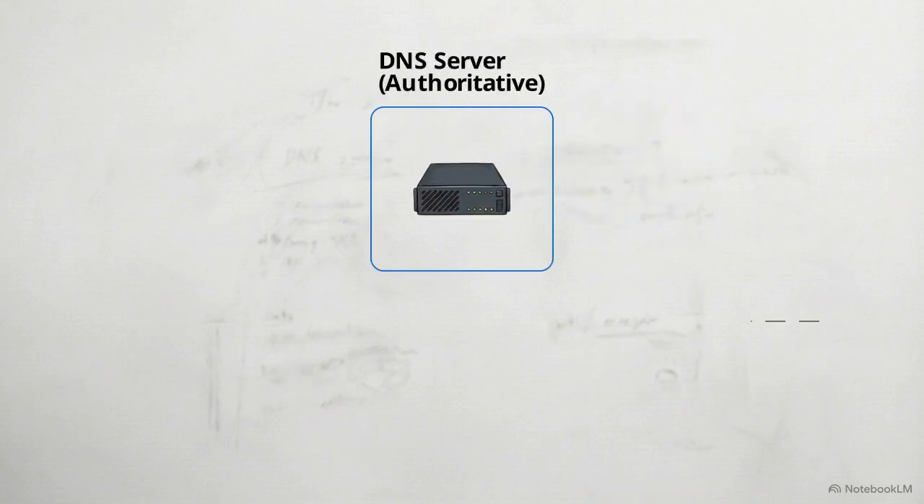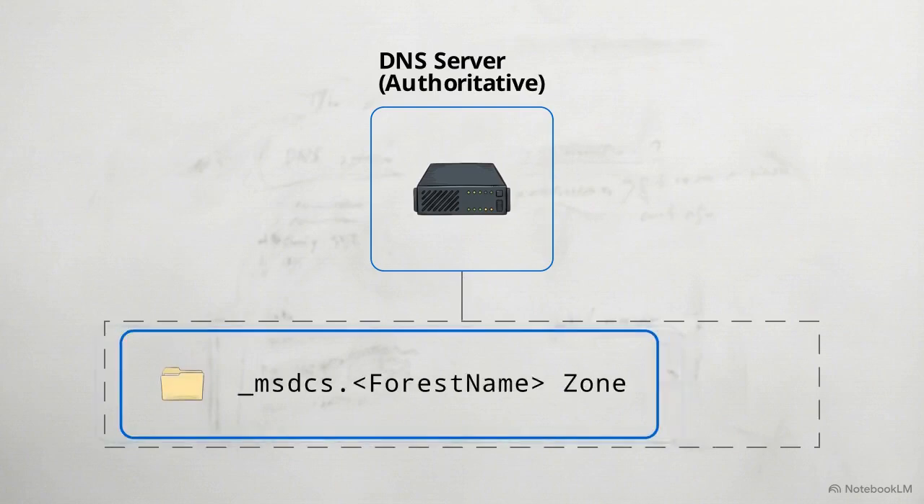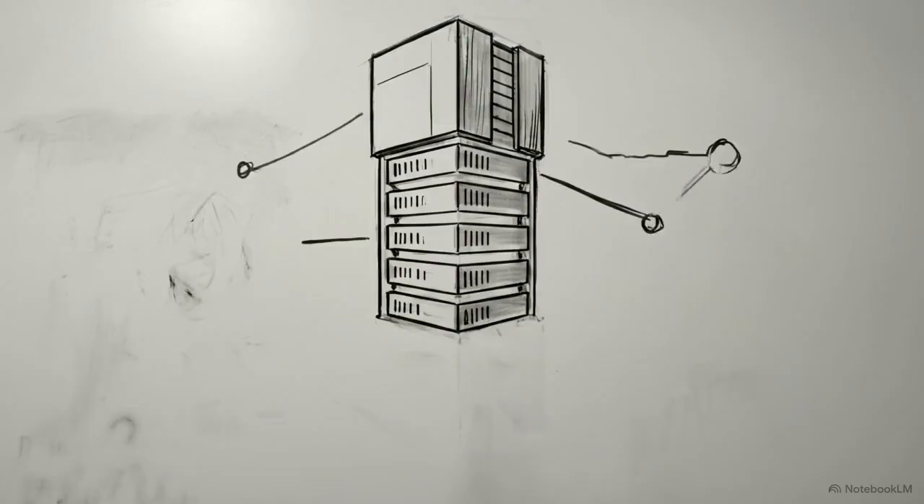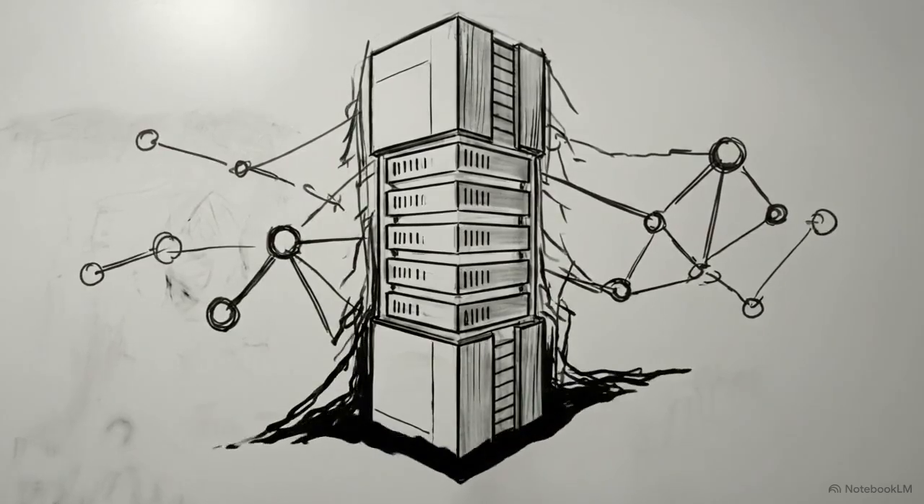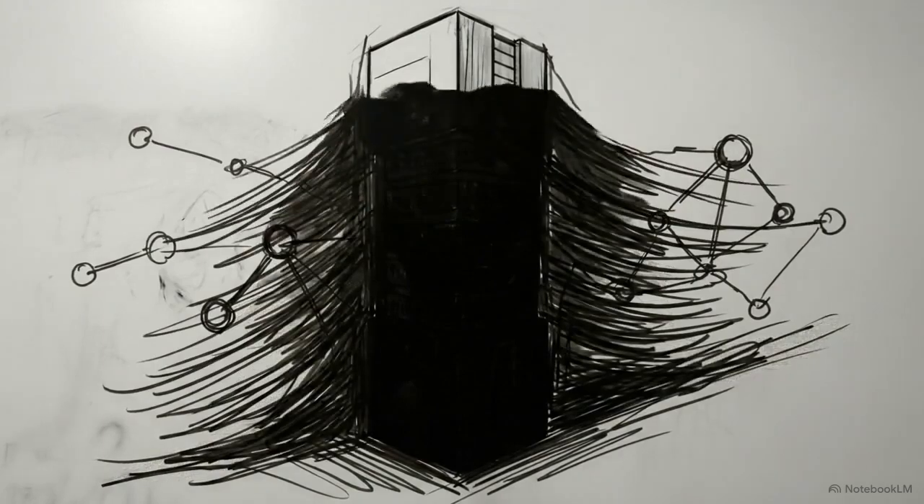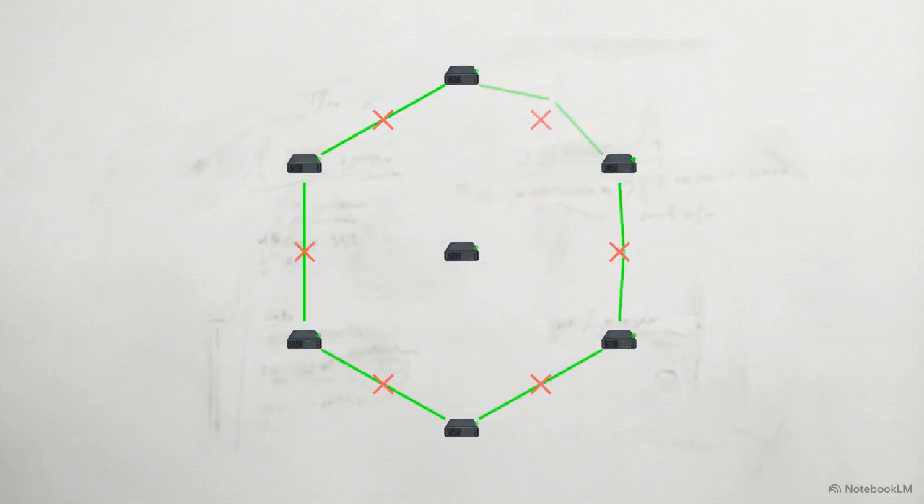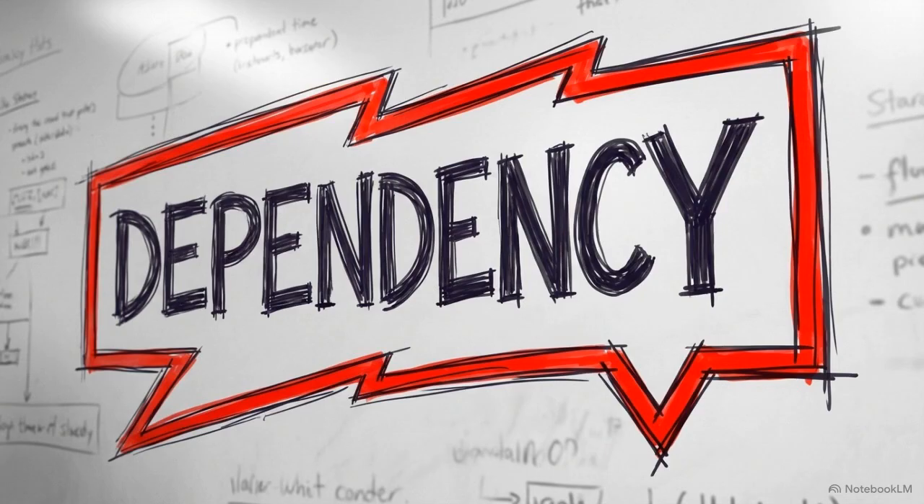Somewhere in this topology is a DNS server that is authoritative for the _MSDCS zone of the forest. If you take that specific zone offline, or if the DNS server hosting it becomes unavailable, the system doesn't gracefully degrade. The replication links immediately sever. Every domain controller in the forest goes deaf to its partners, isolating the nodes and halting all directory synchronization instantly. Active Directory relies entirely on this specific zone for forest-wide synchronization.